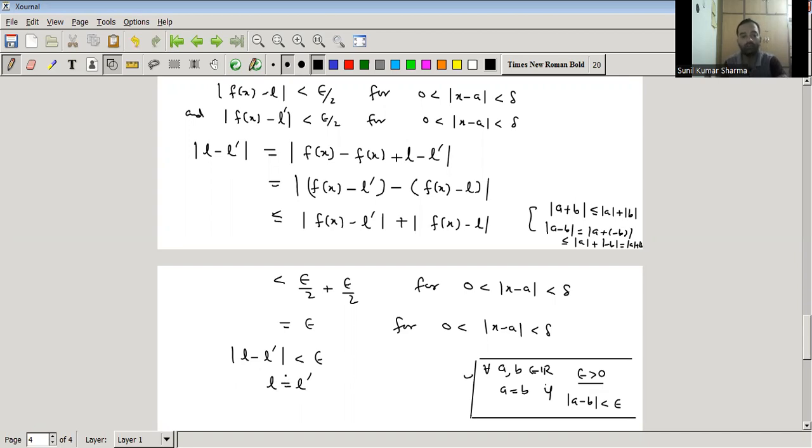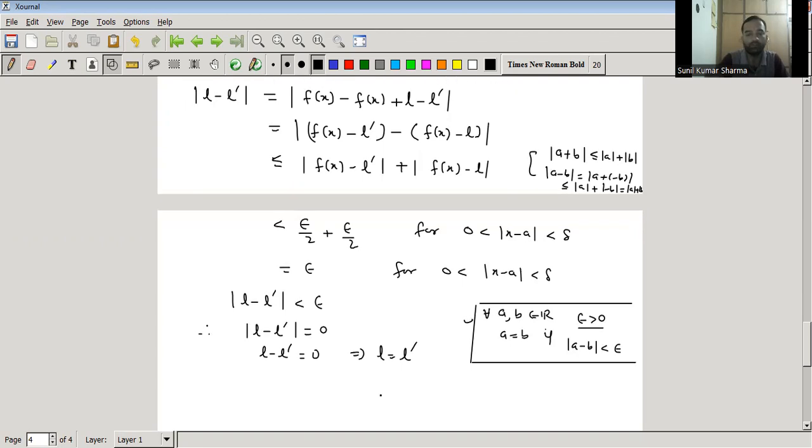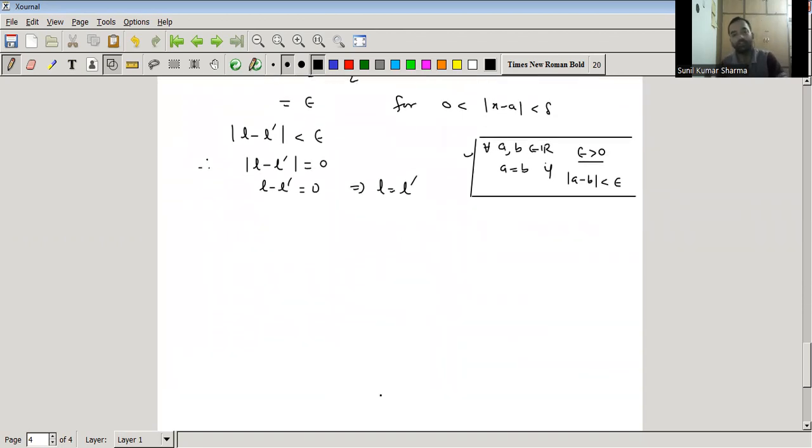Otherwise, because it is less than epsilon and epsilon is any arbitrary positive real number, this is only possible if the modulus of L minus L dash is equal to 0, and L minus L dash equals 0. This implies that L equals L dash. So both L and L dash are not distinct, but they are equal. Okay? So if the limit of a function at a point exists, then it is unique.